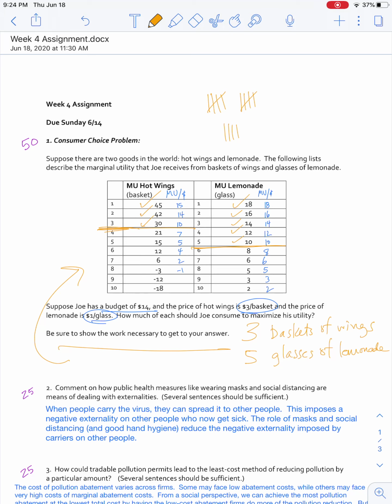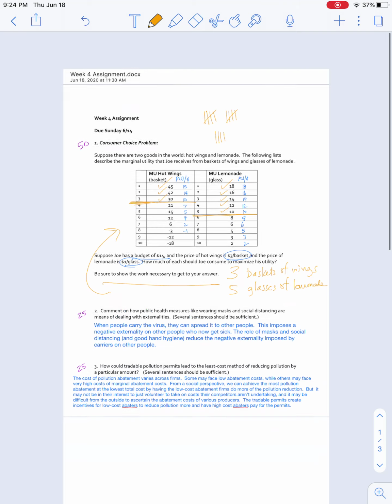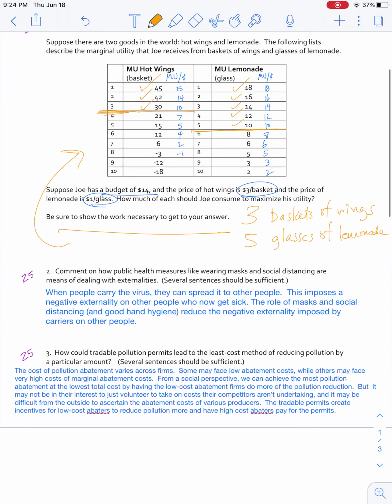That's what I did up here, right? I'd like to see some information that shows you calculated the marginal utility per dollar, and then you worked your way down through there until you ran out of money. So there you go. That's how you answer the first one. That's half the credit on the assignment.